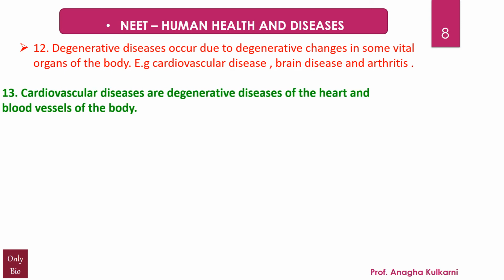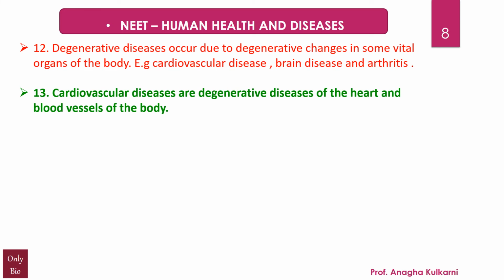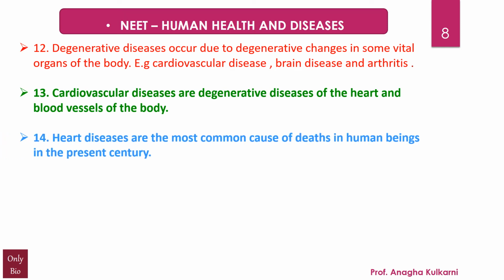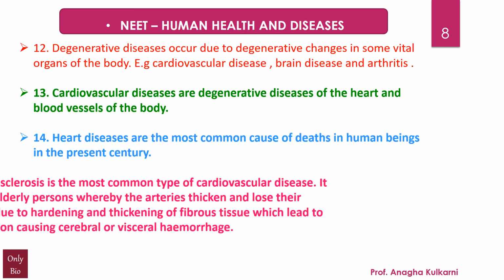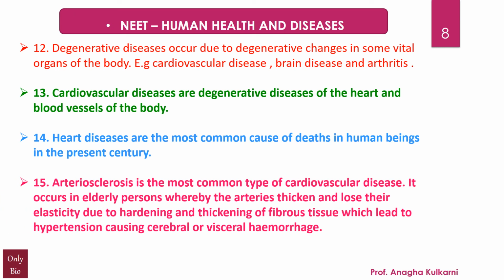Next, cardiovascular diseases are degenerative diseases of the heart and blood vessels of the body. Next, heart diseases are the most common cause of deaths in human beings in the present century. Next, arteriosclerosis is the most common type of cardiovascular disease. It occurs in elderly persons whereby the arteries thicken and lose their elasticity due to hardening and thickening of the fibrous tissue, which leads to hypertension causing cerebral or visceral hemorrhage.